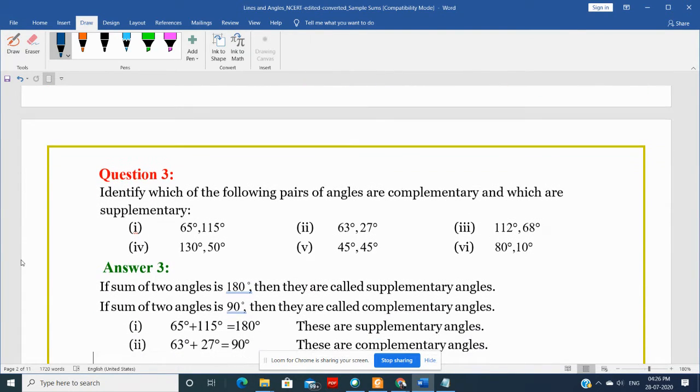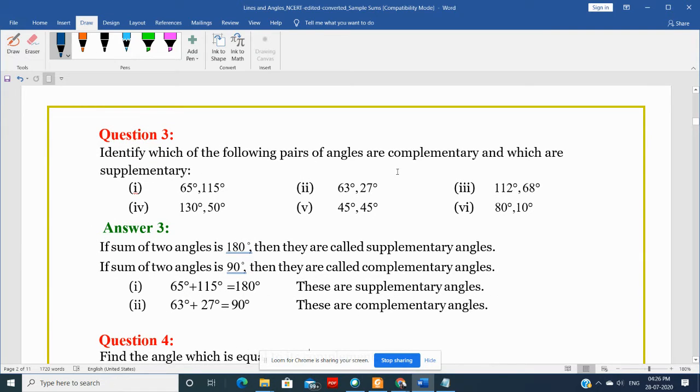Now, coming to the next one. Identify which of the following pairs of angles are complementary and supplementary. Okay? So, which of the following are complementary and which of the following pairs are supplementary? Again, we know that if the sum is 90, then it is complementary, and if the sum of these given angles is 180, then it is supplementary. So, for the first one, the sum is 180, so they are supplementary, and for the second one, the sum is 90, so they are complementary angles. And this is how you can do the rest of the sums.